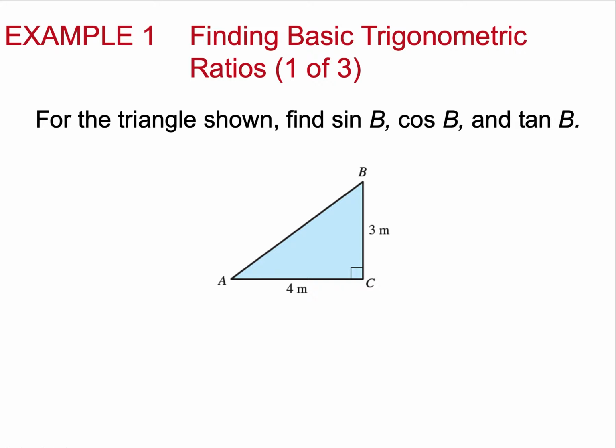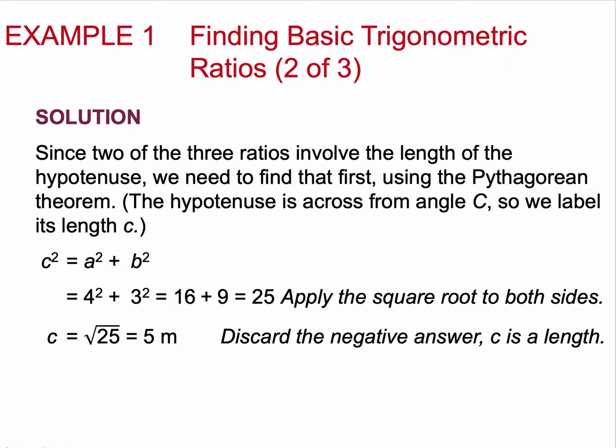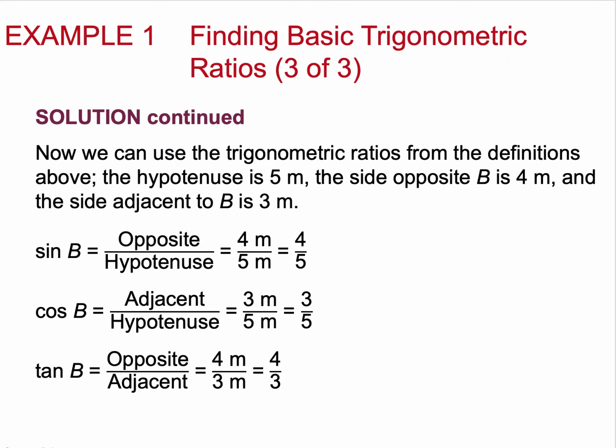So for this triangle, we want to try and find sine B, cosine B, and tangent B. If it's been a while since you've had a trig course, you might not remember the Pythagorean theorem. So to find the hypotenuse, you would do the legs squared added together. So 4 squared plus 3 squared is 25. And then you would take the square root of that. Once we get that it's 5, we don't need to put plus or minus 5, so we just get that it's 5. Then we can find the ratios.